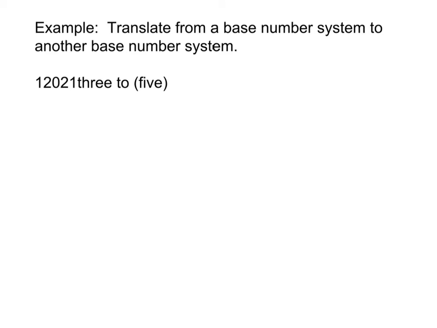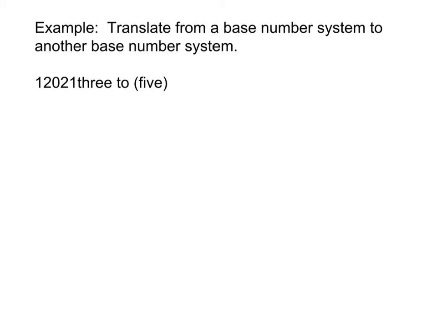Alright, so we're going to translate from one base number system to another base number system, and we're going to take 1, 2, 0, 2, 1 in base 3 and turn that into base 5. So we need to take section 4.3A. We're not going to go straight from base 3 to base 5. We're going to go from base 3 to base 10, which we know how to do from section 4.3A, and then go from base 10 to base 5, which we learned from 4.3B. So let's get started.